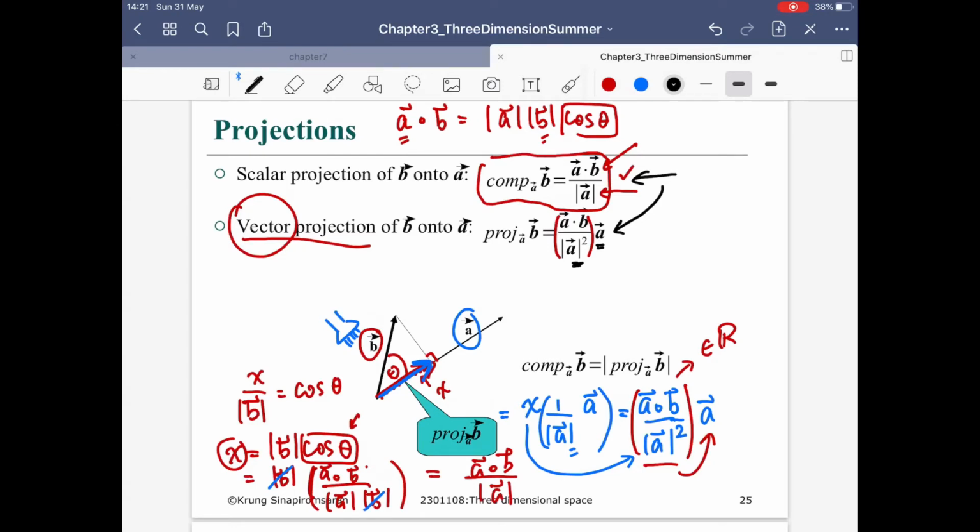Okay, so this was B onto A. It'll look like this. Of course, you may think of it by yourself. If we change it to A onto B, then what will be your scalar projection? What will be your vector projection? Which one will be changed?